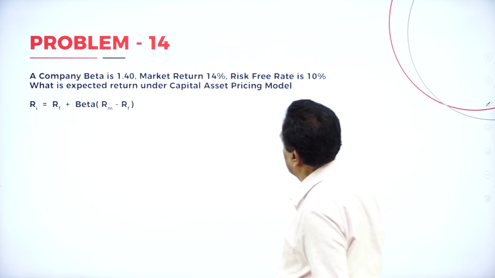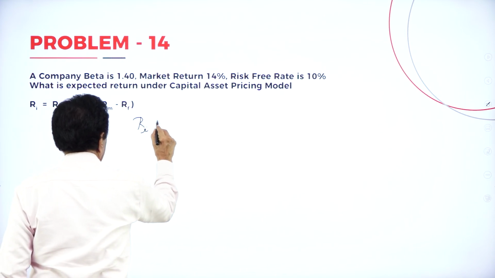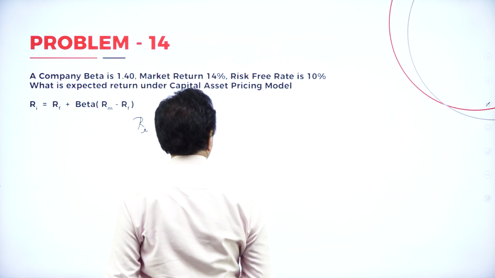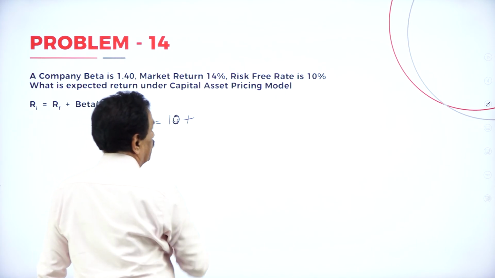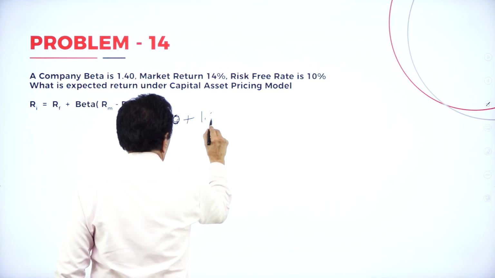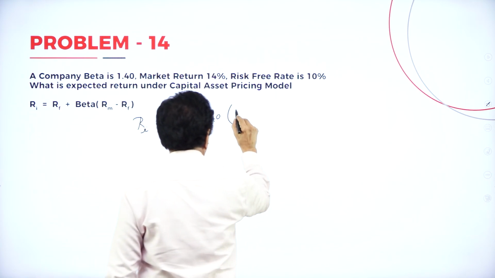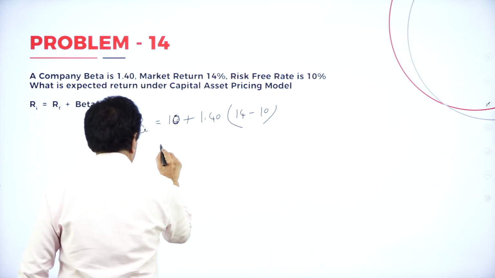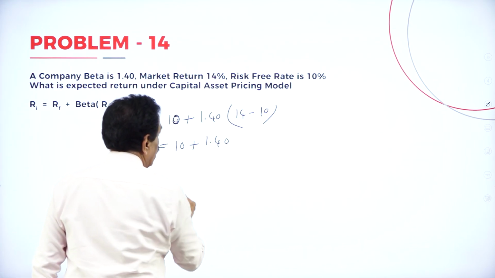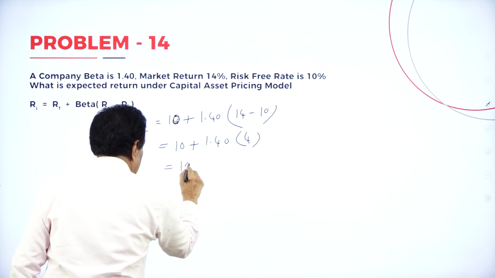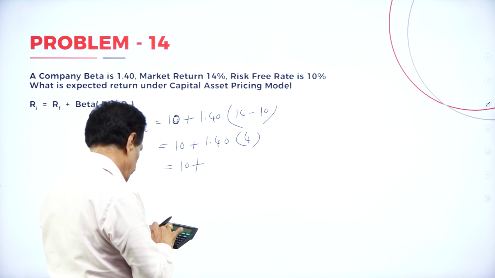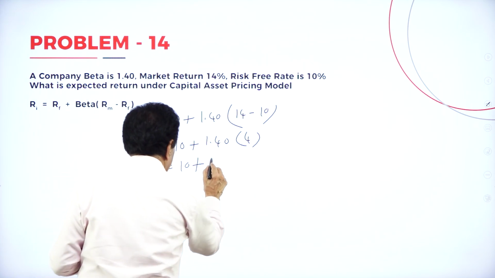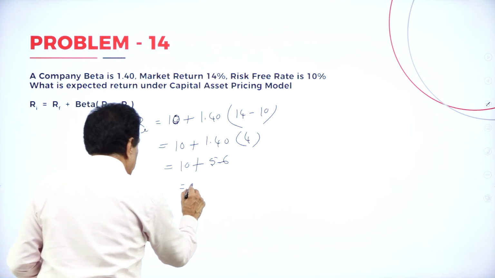Company's beta is 1.40, market return is 14%, risk-free rate is 10%. What is the expected return under the capital asset pricing model? RI is equal to risk-free rate 10 plus beta 1.40 into market return 14 minus risk-free return 10, that is 4. 1.40 into 4 is 5.6. This is 15.6%.